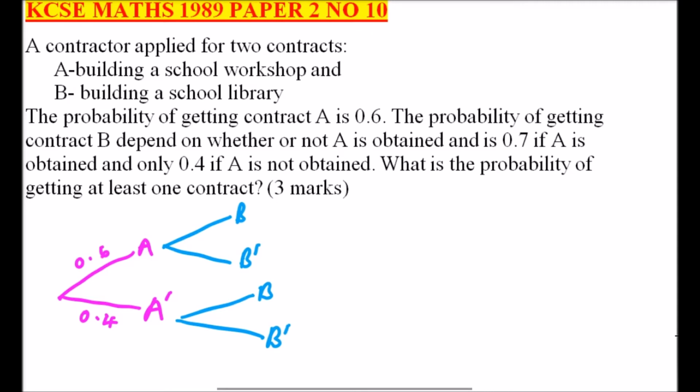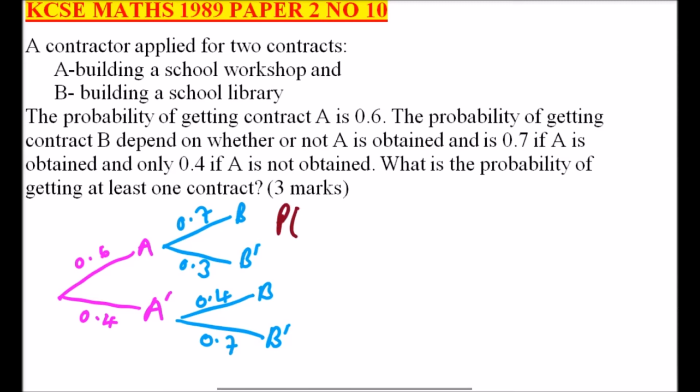So the probability of getting B if A is obtained is 0.7, and the probability of not getting B if A is obtained is 0.3. We have seen that. The probability of getting B if A is not obtained is 0.4, and the probability of not getting B if A is not obtained is 0.6. So we are required to find the probability that the contractor gets at least one contract.